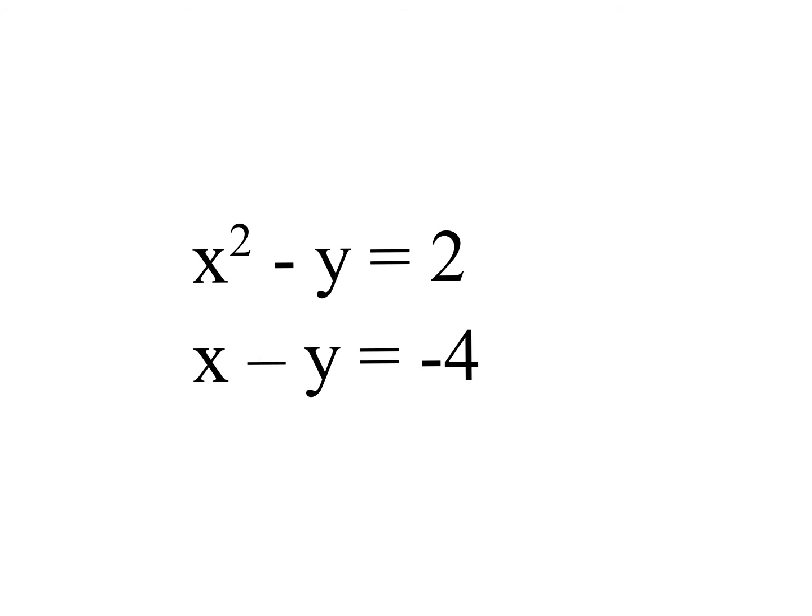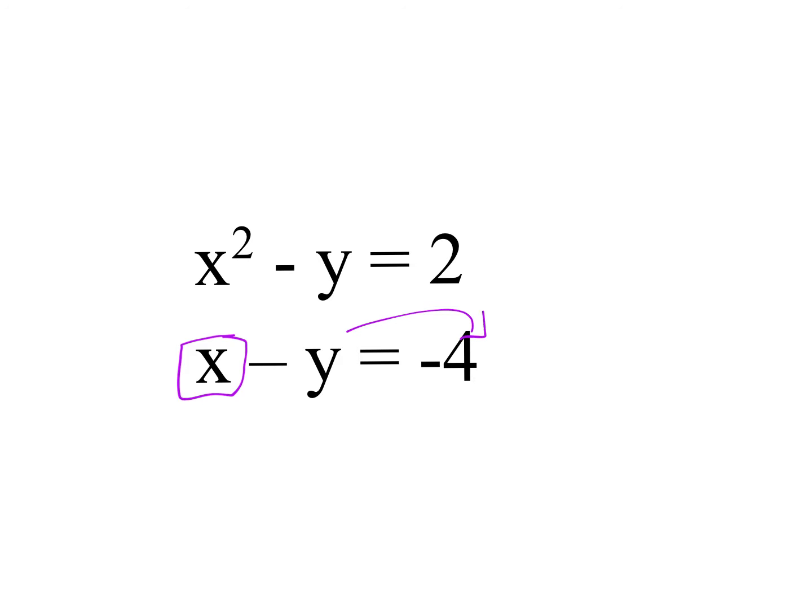All right, if I look at this one here, this one is a little bit different because this is a nonlinear. Nonlinear meaning you have an x squared or a y squared or something. Easiest thing to do in this case is to just solve for one of the variables that is to the first power, and then plug it in. So I'm going to solve for x because if I move y over, it becomes positive. So x equals y minus 4.